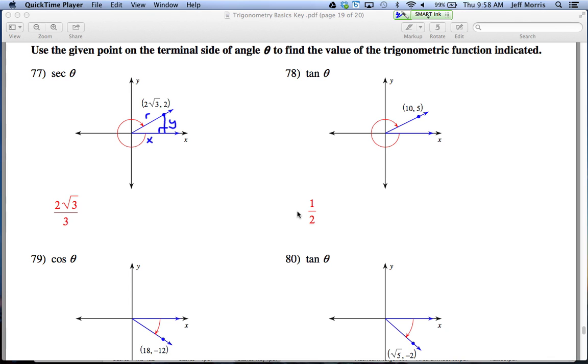So sine of the angle theta is related to the opposite and the hypotenuse. It's equivalent to the ratio of the opposite and the hypotenuse. Cosine of theta is adjacent over hypotenuse. Tangent is opposite over adjacent, and then the secant, cosecant, cotangent are just the reciprocals of those. That's all a trig ratio is.